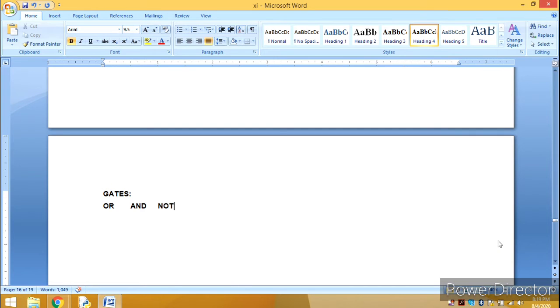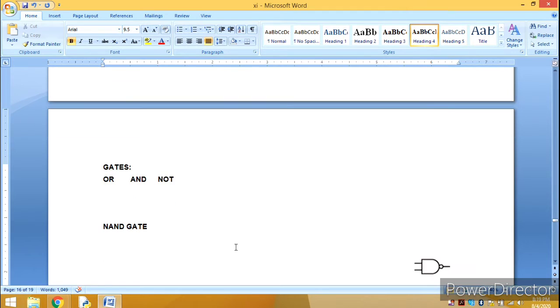Across the gates. So what are gates? These are all the logic circuits which we have seen for OR, AND, NOT, isn't it? And they are represented with certain symbols. So we have already discussed OR, AND, NOT. Now the other gates are also there, which is termed as your NAND gate. So we will be discussing the NAND gate today.